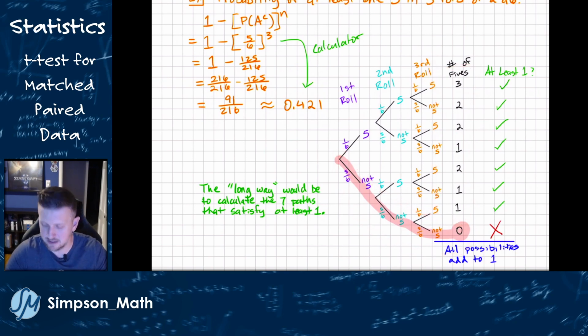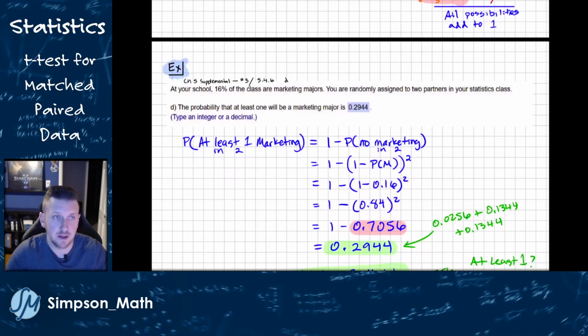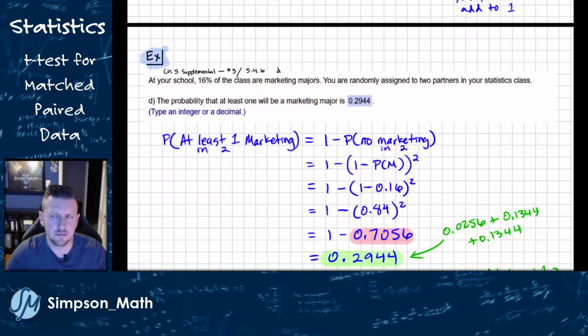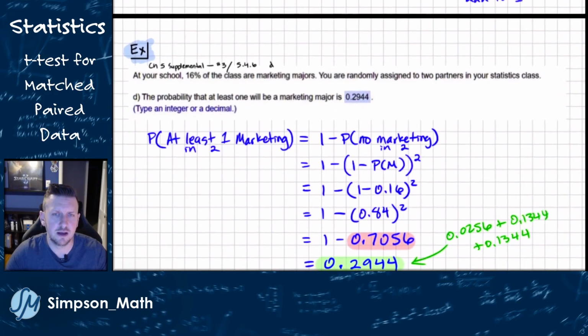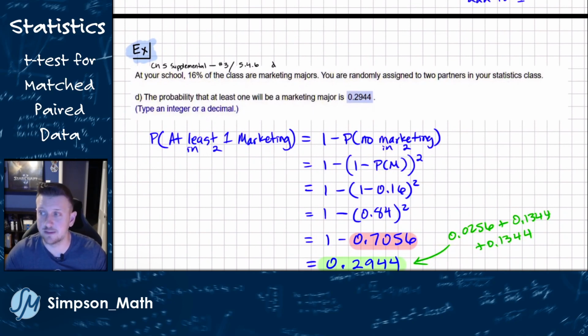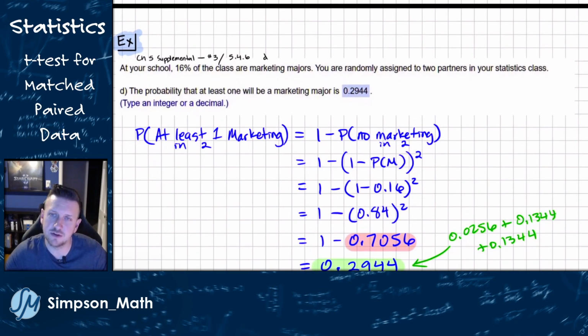All right, let's take a look at this last example. Maybe not last. I think I have two examples. I have this one, and then another at least one. At your school, 16% of the class are marketing majors. You randomly assign two partners. What's the probability that at least one will be a marketing major?